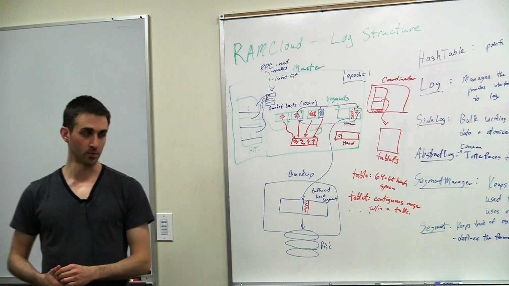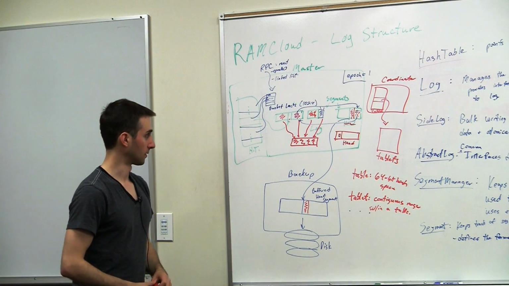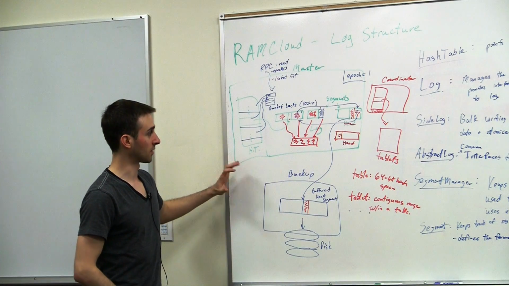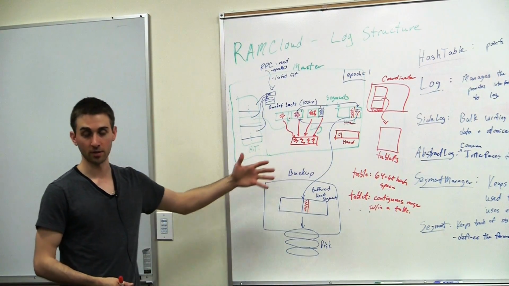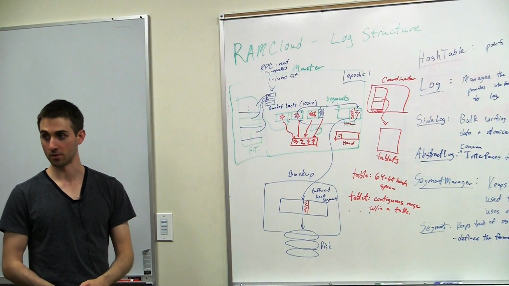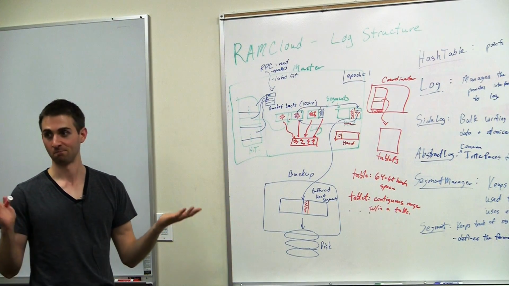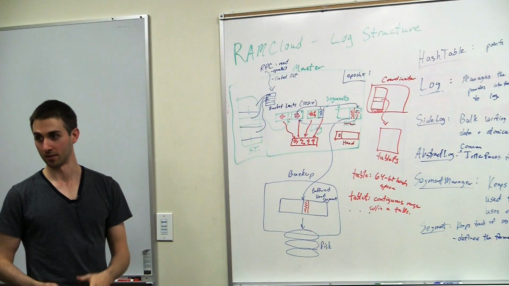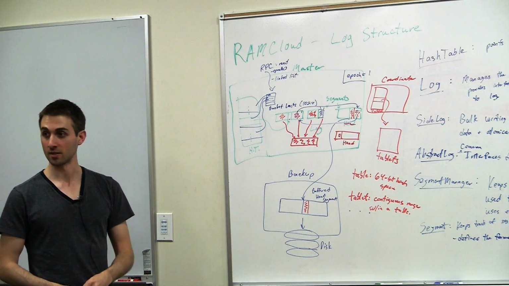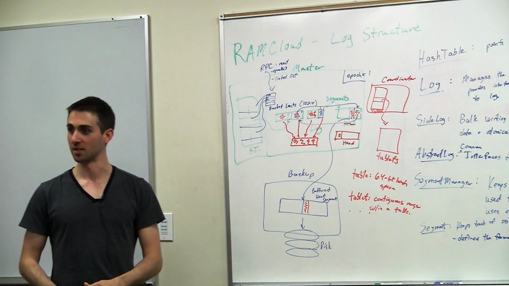Yep. So the question was, what happens if a client has a cache of what servers own some particular tablets, and that's out of date, and it contacts the wrong server? The server will say, sorry, I don't know what you're talking about. You better go back to the coordinator. And the client will contact the coordinator and get the latest list, and hopefully everything works out.